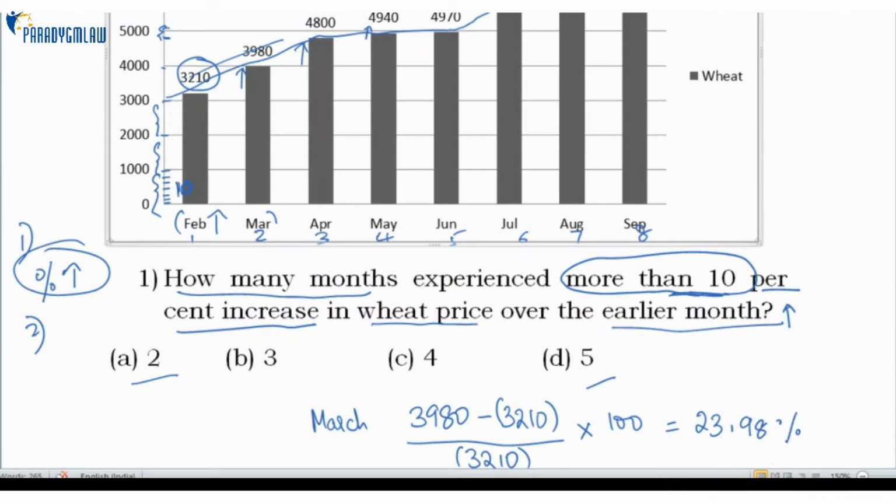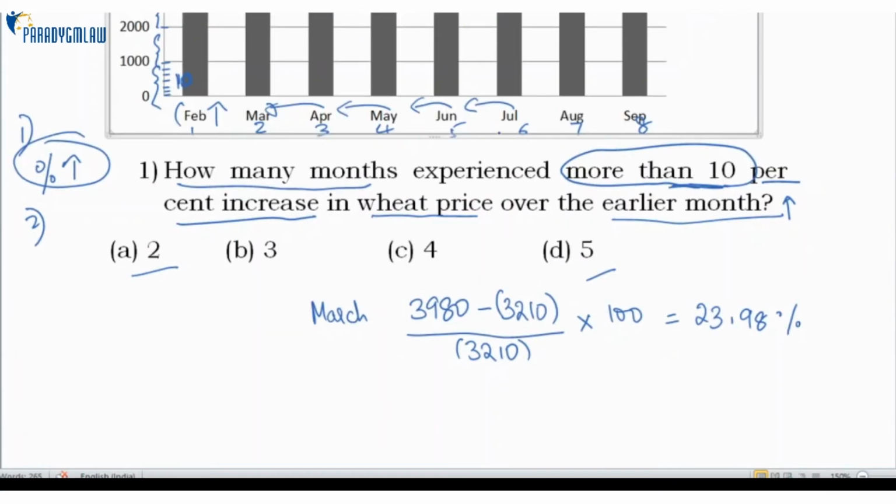Similarly, we will do April and March, then May and April, June and May, July and June, and so on. We need to know how many months have experienced more than 10%. Now I know March has experienced 23.98% over February. So I've got one answer for sure. From the remaining months, let's calculate.